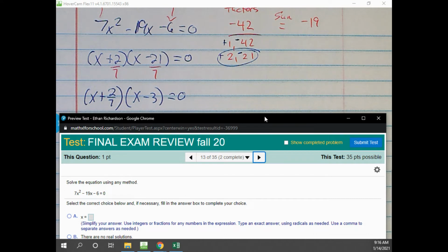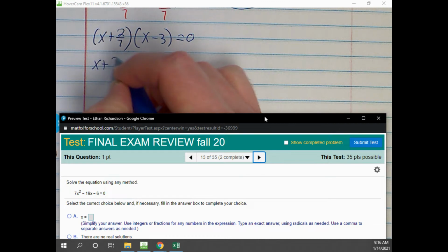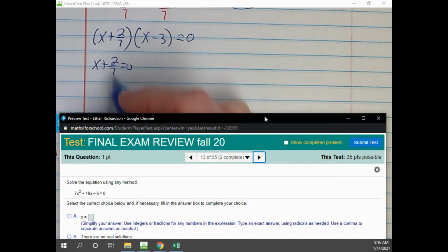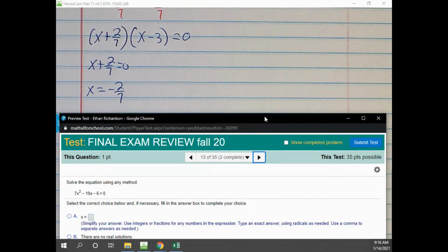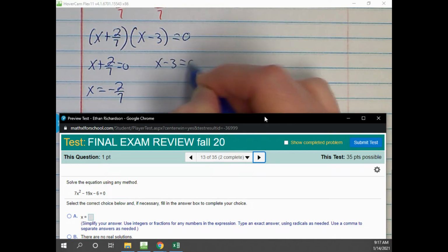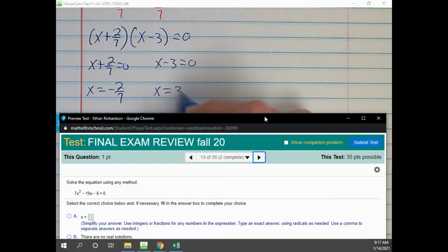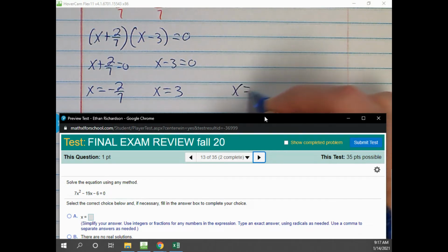Okay, and here's the difference. If we were factoring, we would go back and do the bottoms up and have our factors. But since we're solving, we're just going to set both of these parentheses equal to 0, which means all you really do is change both of those signs. So that would be x equals negative 2 sevenths. This one, when you change the sign and move it over, you get x equals 3. And that would be our 2 solutions. So in the box down here where they've got x equals, you would put a negative 2 sevenths and then a comma and then put in a 3.